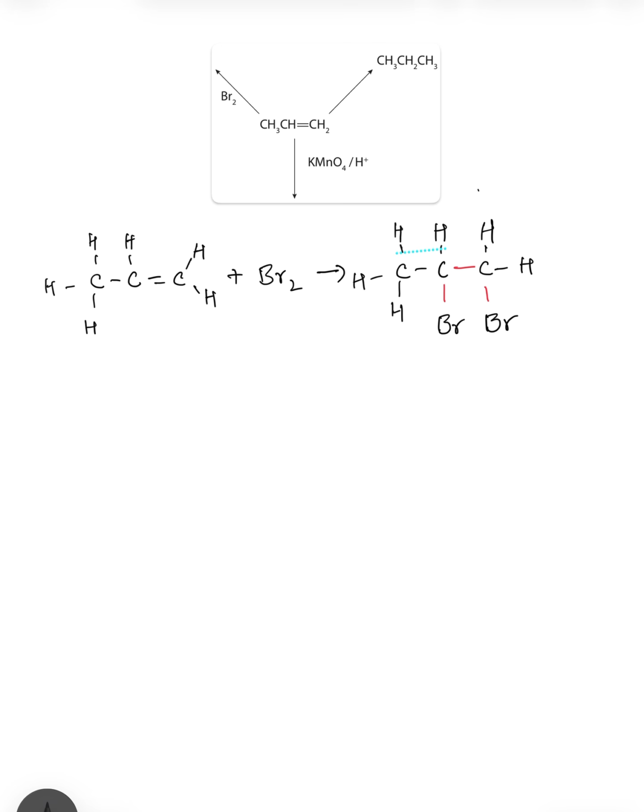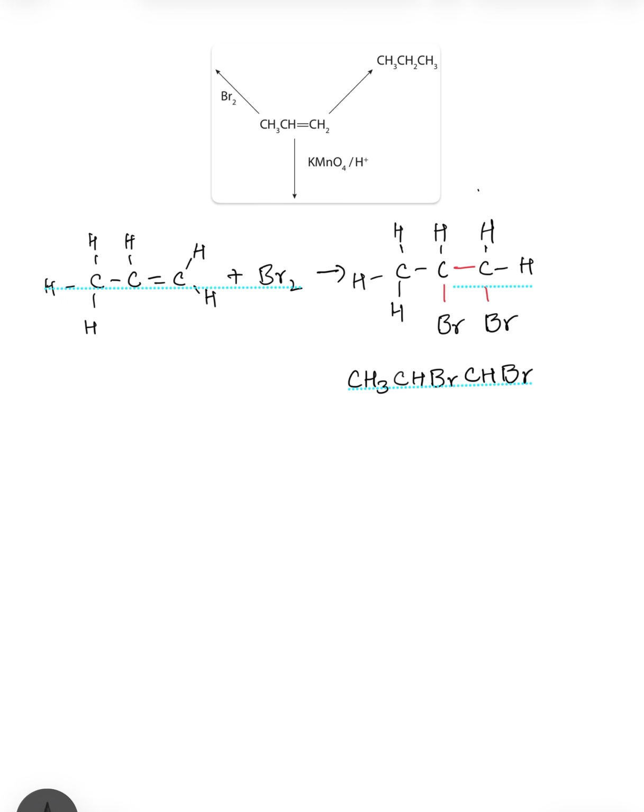So now if the question asks you about the displayed formula that forms when propene reacts with bromine, then we can write this diagram that is forming over here. But if they ask you about the structural formula, we can write down CH3, CHBr, and then CHBr. That's pretty much it.